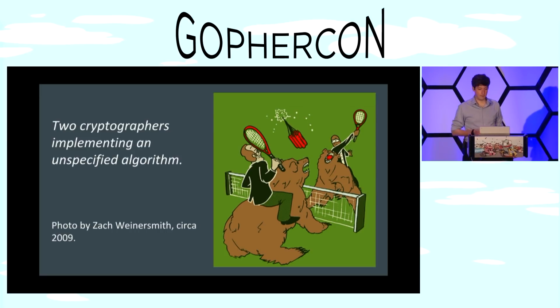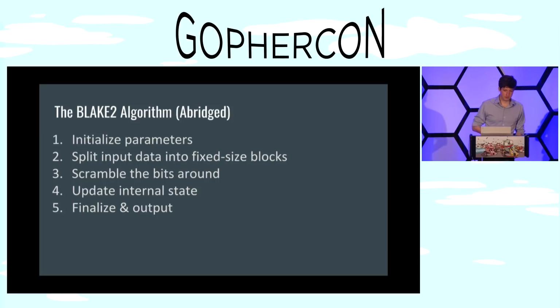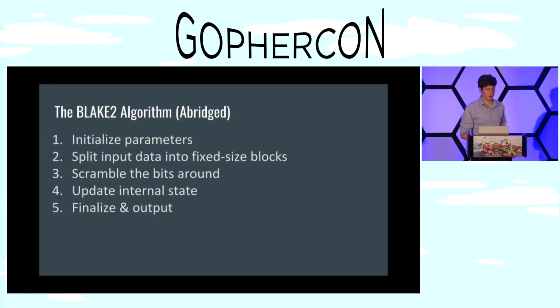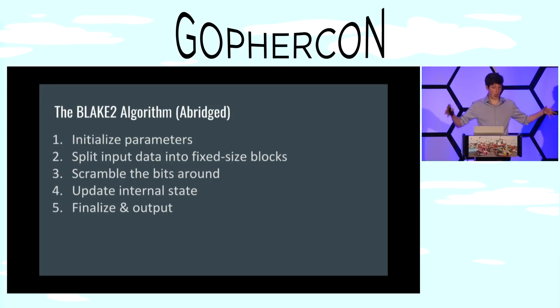So what does BLAKE2 do? Well, you initialize some parameters, you split your input data into blocks, then you scramble the bits around somehow, you update an internal hash state, and then you finalize that state to produce an output.